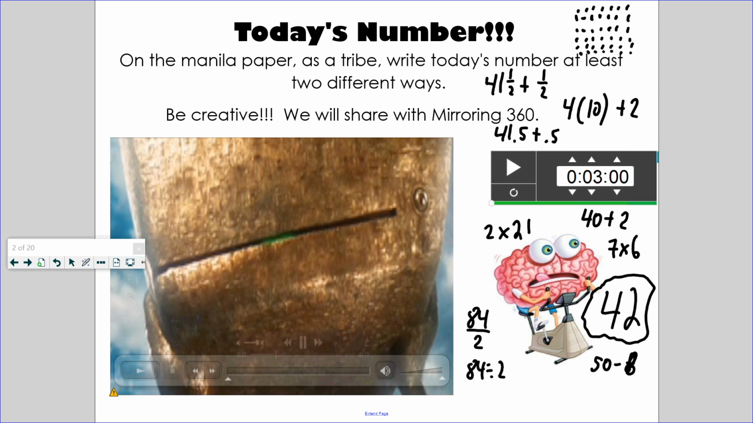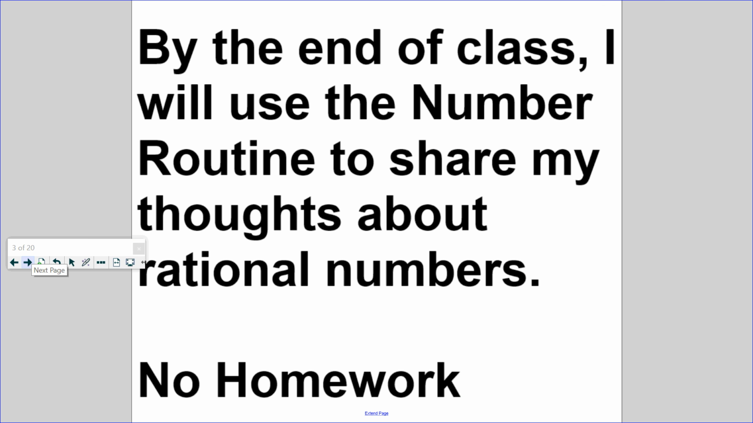Many ways. So there will be no homework. So today, by the end of class, you will be able to use your number routine to share your thoughts about rational numbers. In 2 lessons from now, we're going to talk about rational numbers.